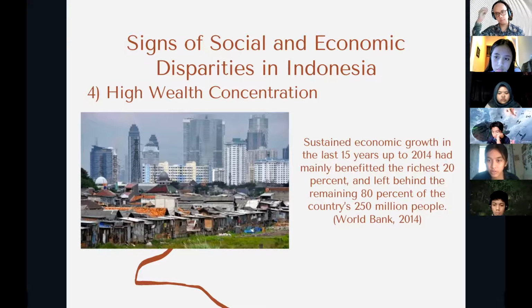Now, based on the data here, it shows that the economic growth had mainly benefited the richest 20% and left behind the remaining 80% of the country's 250 million population, which is Indonesia. That shows a really big imbalance in a country, that 20% has benefited the country's economic growth. Again, this results in increasing division and a widening gap between the middle class and the wealthy investment class. Next slide, please.